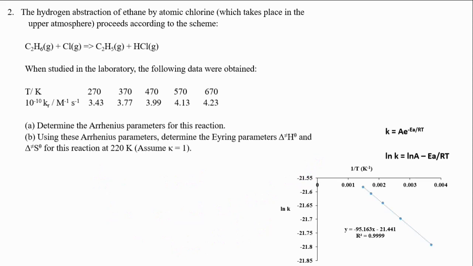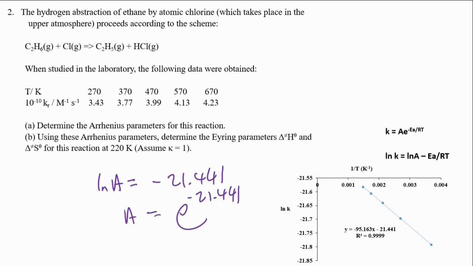We have also the intercept, which tells us the natural log of the frequency factor. So ln A is equal to minus 21.441, which means that A is equal to the exponential of that. Let's see if we can figure that out. All right, this is what we have.